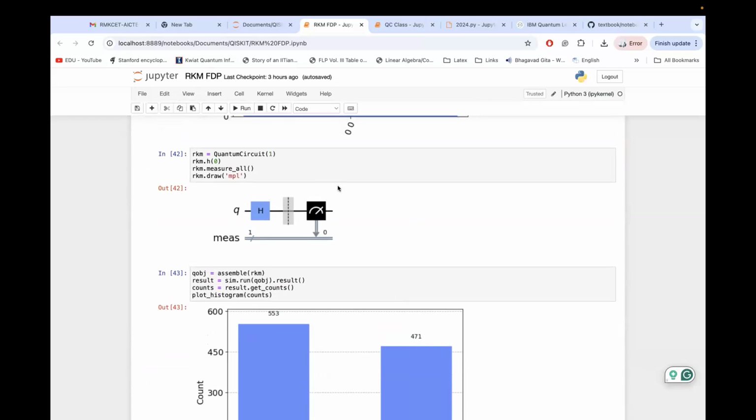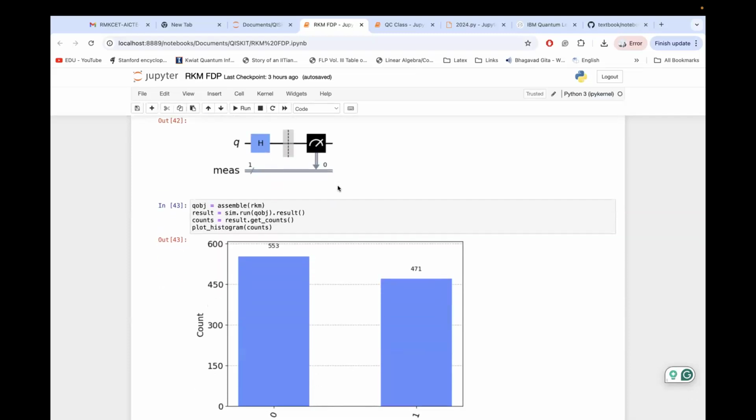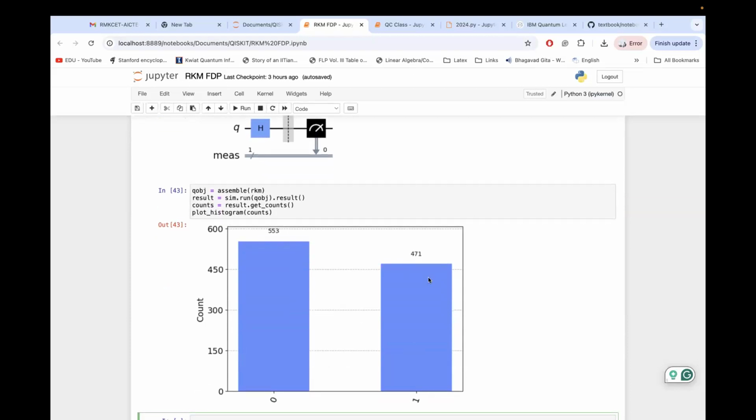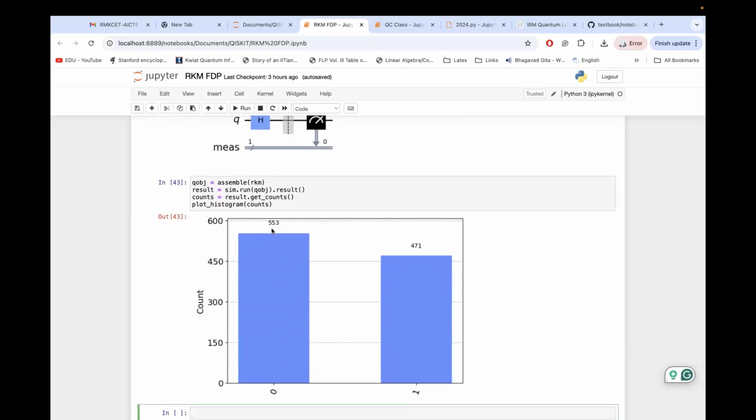So the state of the system is 1 by root 2 times ket 0 plus ket 1. Because of that, the system can randomly collapse into the 0 state or the 1 state with probability 1 by 2. What is the probability for the 0 state? It is 1 by 2. And what is the probability for the 1 state? It is 1 by 2. Here, the total number of events is 1024, and the number of times the system collapsed into 0 is 553. So 553 by 1024 is close to 1 by 2.